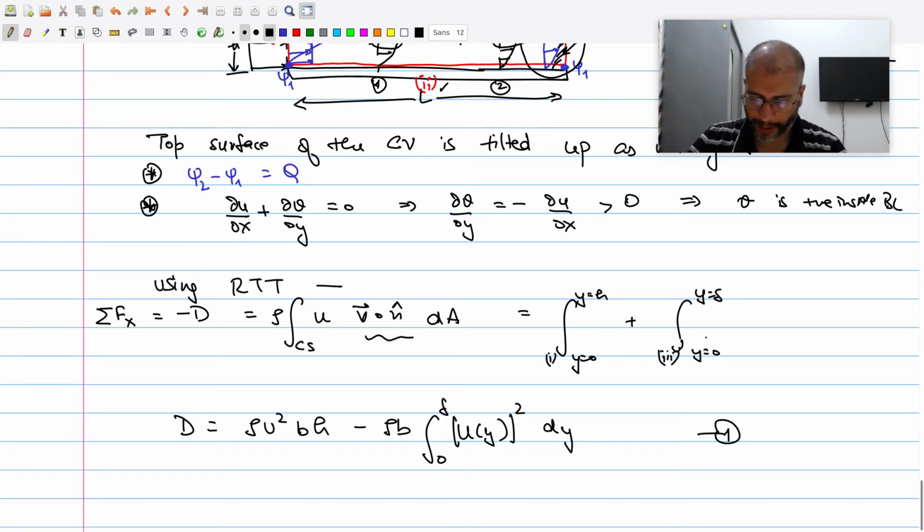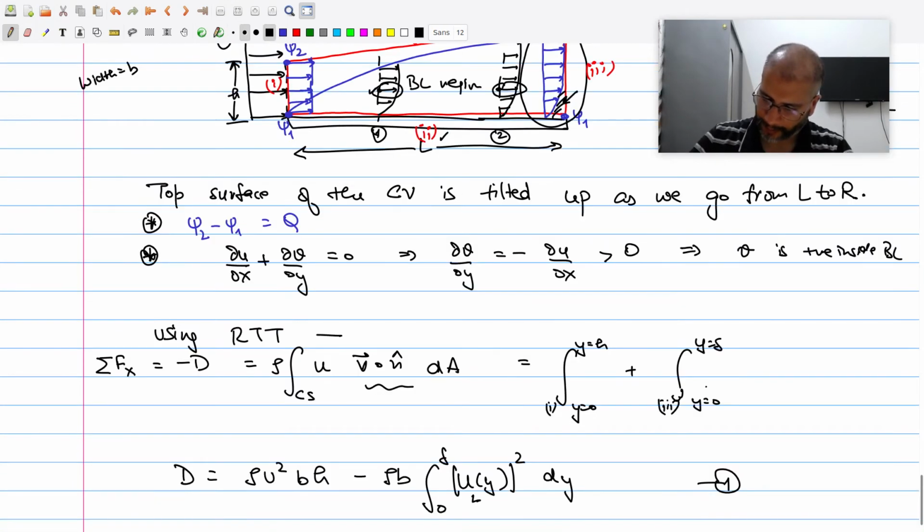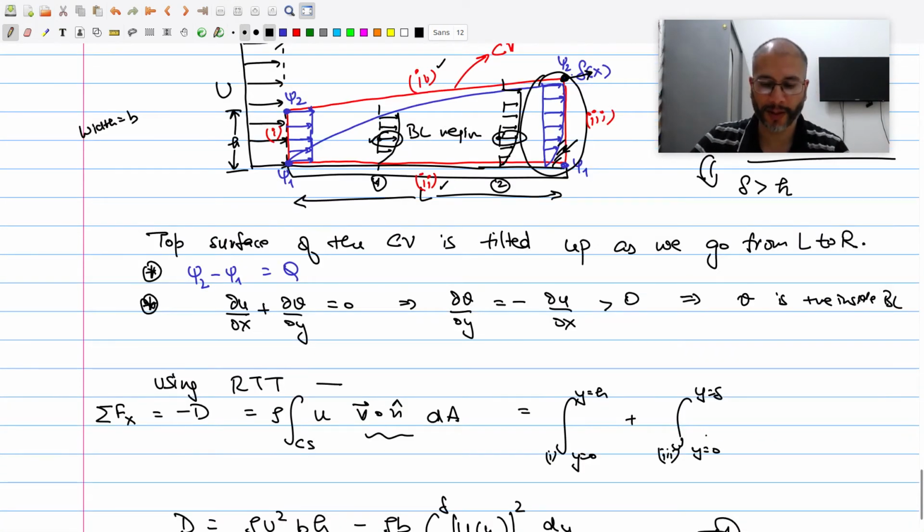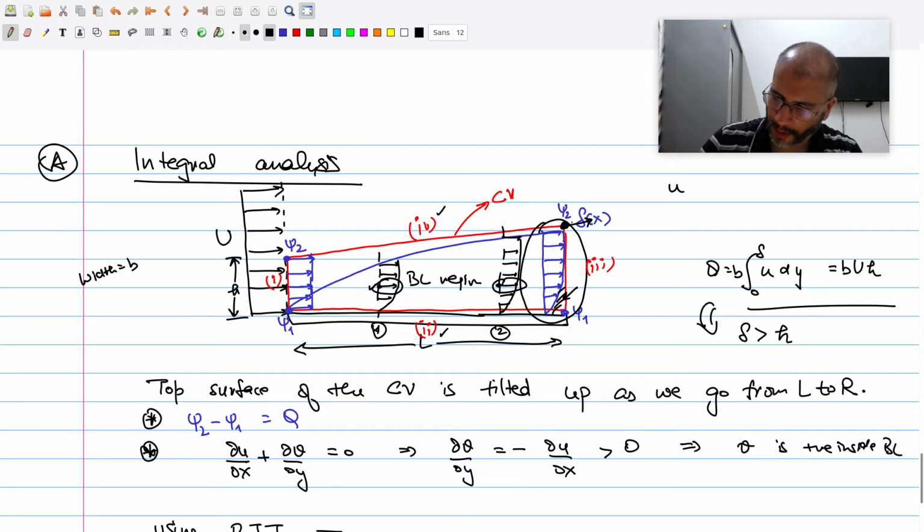Okay, so this is what the drag will come out to be. We still have an integral that has to be evaluated because it's from 0 to delta, but delta is something we do not know. Okay, so that's the best we can do at this point. And remember, this is actually on the u. Okay, u actually is a function of both x and y. So in this case, u is a function of x and y inside the boundary layer.